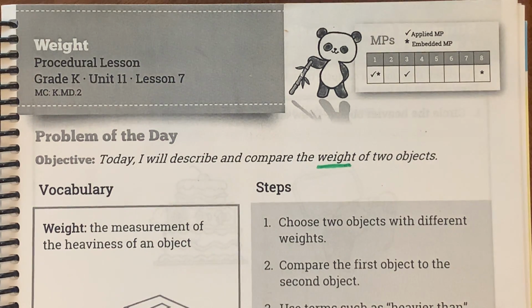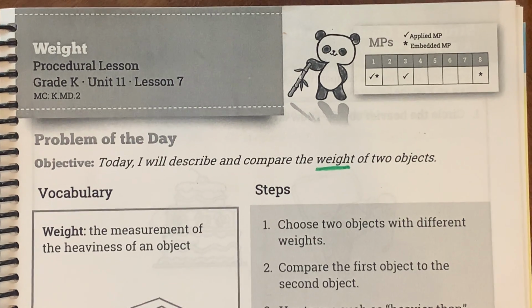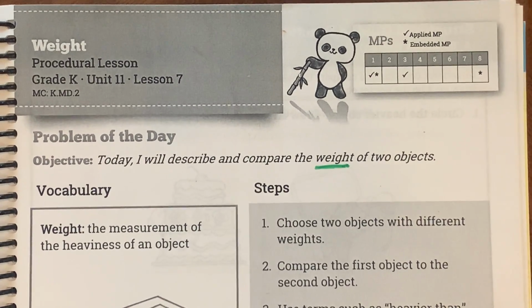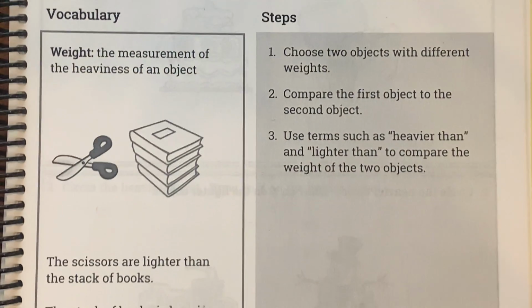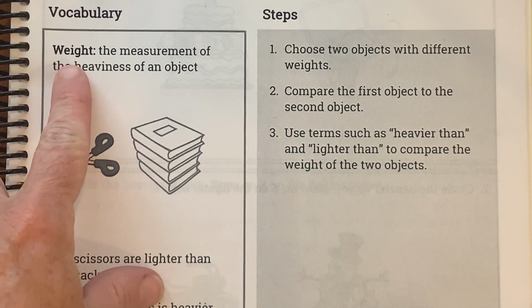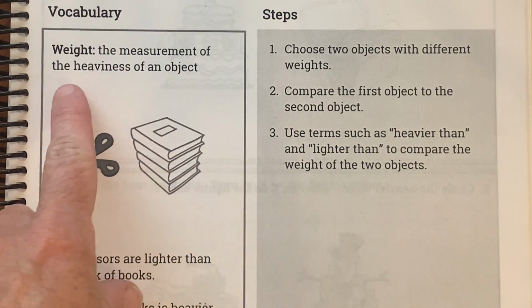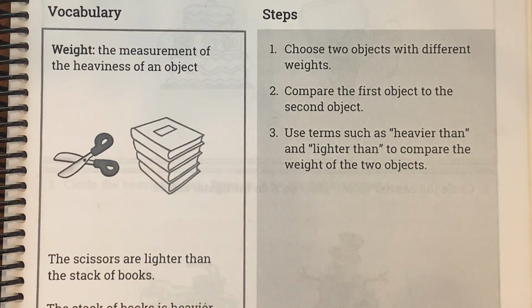You probably have measured your own weight before when you've gone to the doctors. If you've gone to the doctors, they usually have you step on what we call a scale, and that's how they measure your weight. So that's what we're going to be discussing today. Our word is weight, and it says the measurement of the heaviness of an object. How heavy is it? So again, we usually measure weight by using a tool called a scale.